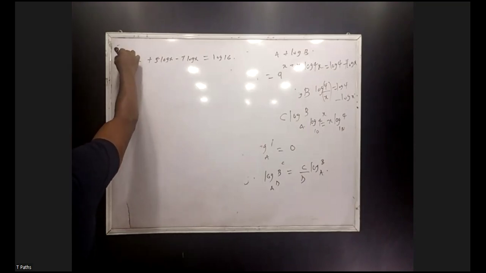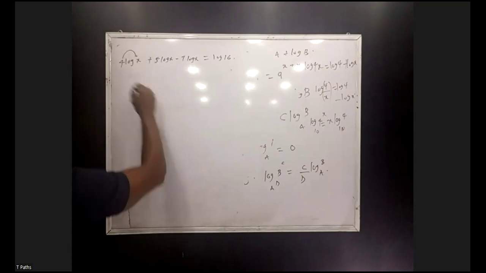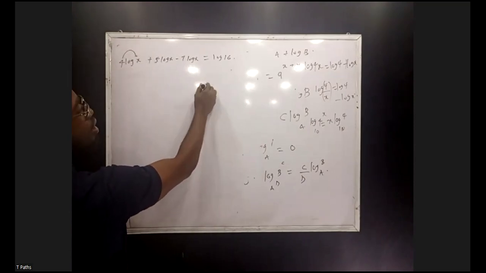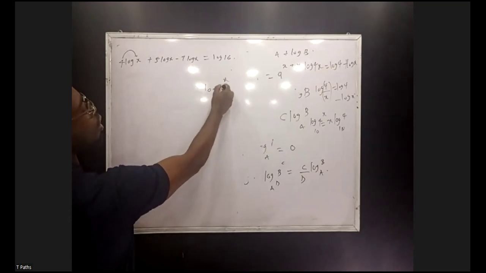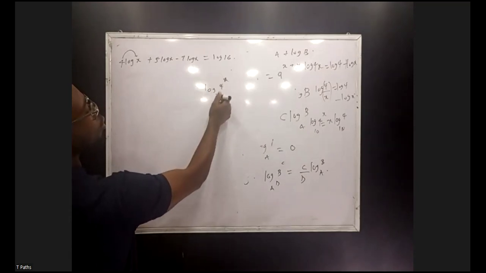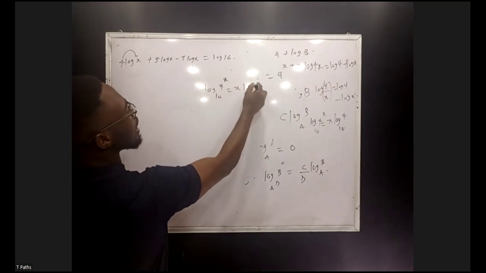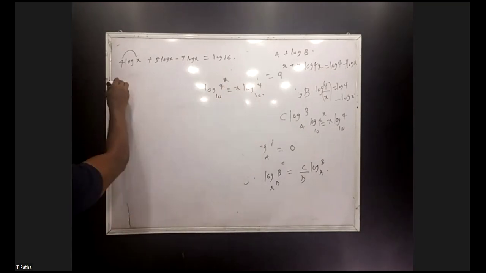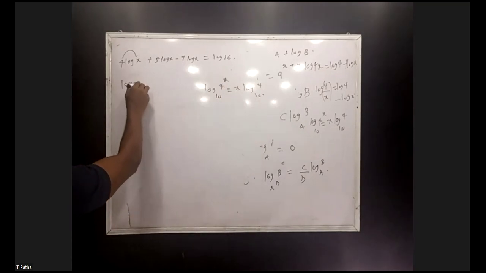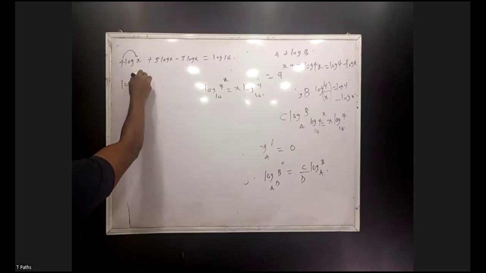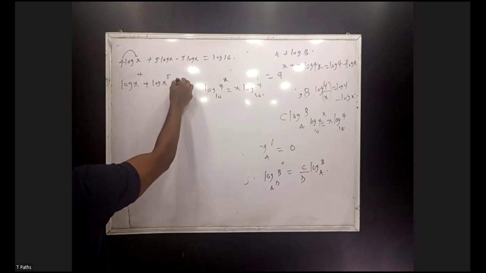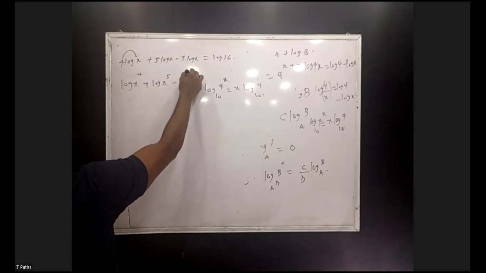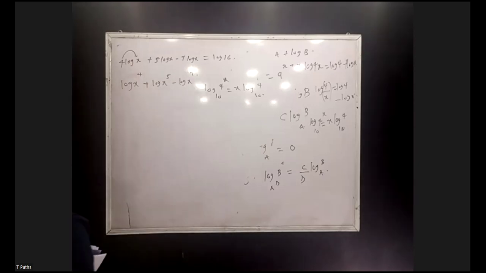I can carry this 4 here because there is a rule that says log 4 raised by x to base 10 is the same thing as x log 4 base 10. So I can turn this to log x raised by 4 plus log x raised by 5 minus log x raised by 7. Am I making sense?